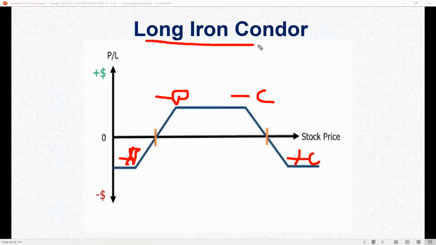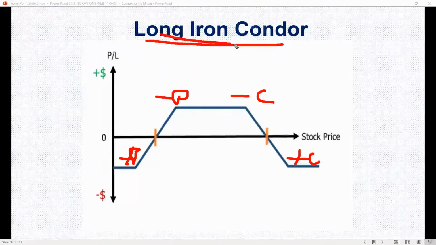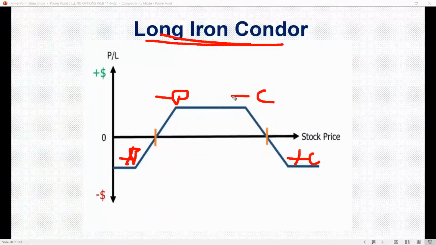So next we're gonna look at the long condor. So it's a different animal. So there's the iron condor and then just a regular long condor. So the long condor is going to be the opposite. I'll show you that in a second.